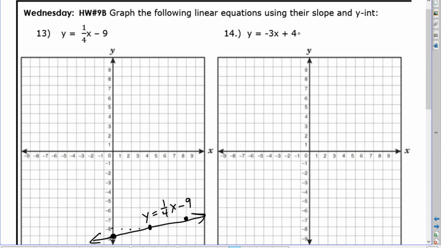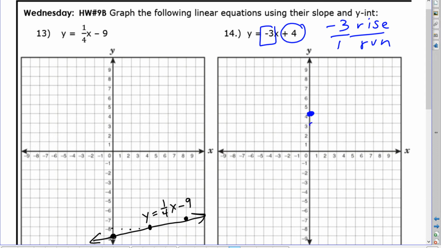Alright, number 14. My y-intercept is 4, so I start up here at positive 4. And my slope is negative 3. But remember, slope is a rise and a run. So if you don't have a number down here in the denominator, you have to fill in an invisible one. So my rise is actually negative this time. So I'm going to go down.